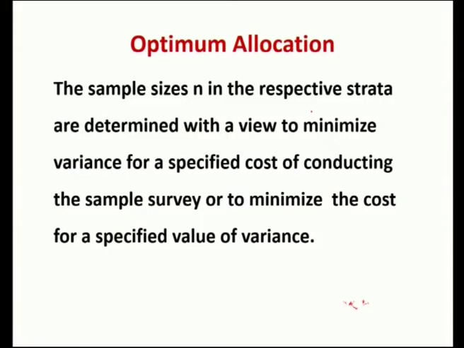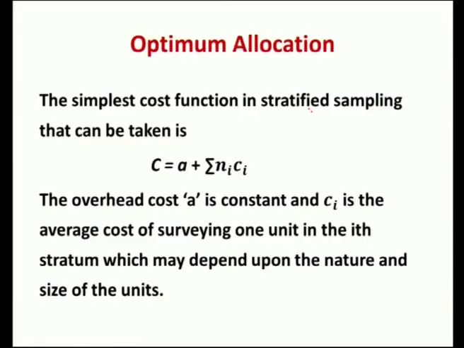Now, we will discuss the other method of allocating sample strata size, that is optimum allocation. The sample size n in the respective strata are determined with a view to minimize variance for a specified cost of conducting the sample survey or to minimize the cost for a specified value of variance. So, under optimum allocation, both the factors are taken into consideration, that is variance as well as the cost.